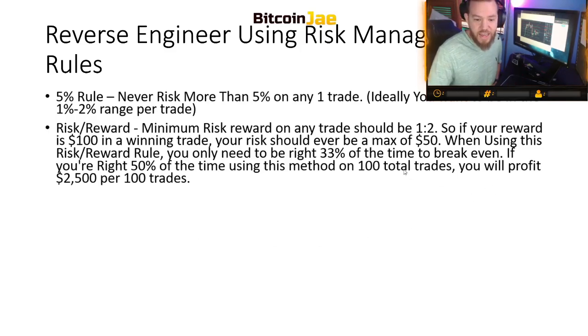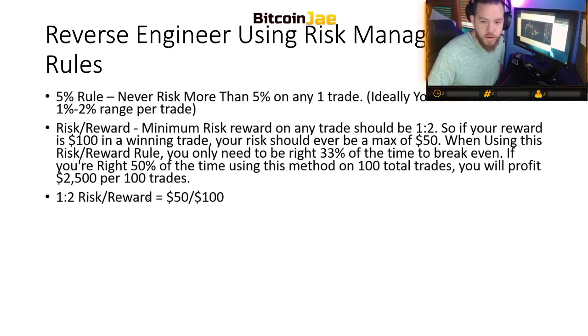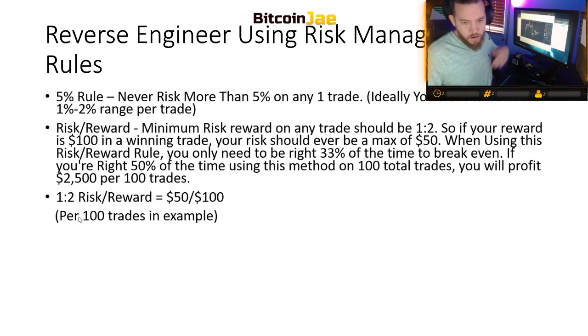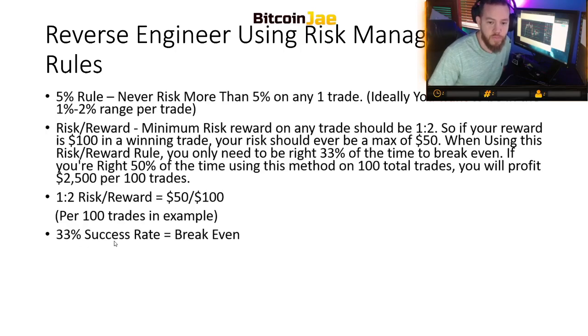And to break this down even further, all right, a 1 to 2 risk reward, right? So our risk is $50, our reward is $100. So on a losing trade, what we're risking is $50. On a winning trade, what we're winning is $100. So per 100 trades, just to make everything simple, every example here is gonna be per 100 trades. All right. So if you have a 33% success rate, you're a break-even trader.